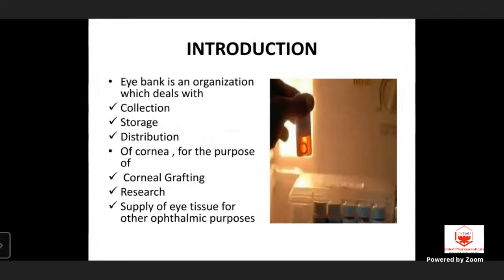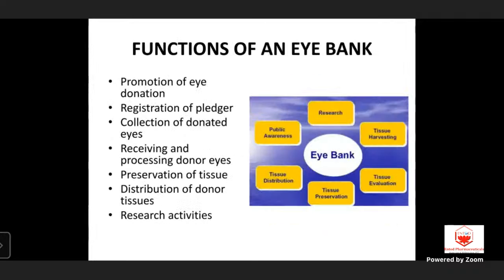So first is introduction. So eye bank is a non-profit community organization which deals with collection, storage, and distribution of cornea for the purpose of grafting, research, and supply of eye tissue for other ophthalmic purposes. Functions of an eye bank. First is promotion of eye donation. So they increase awareness about eye donation to the general public.